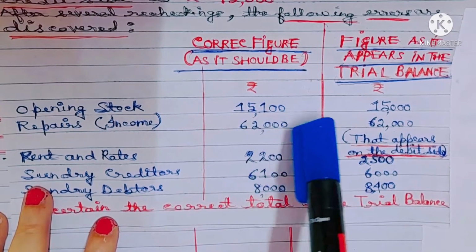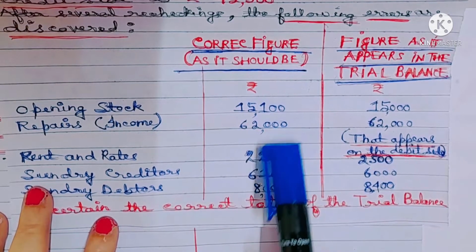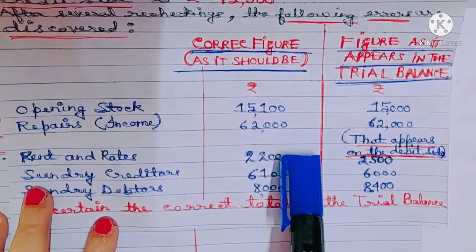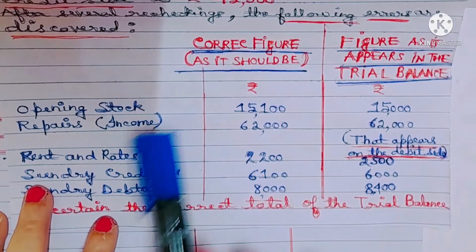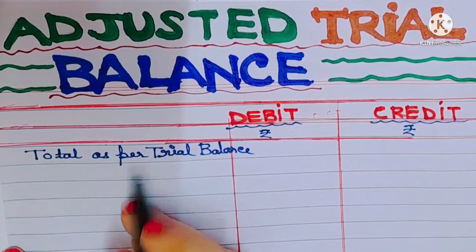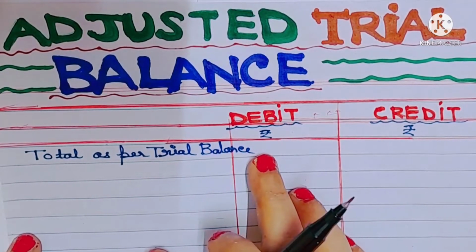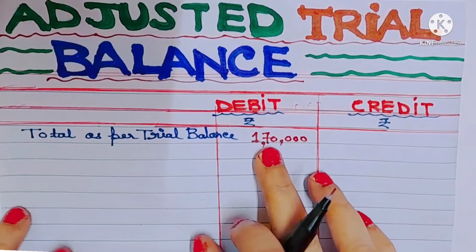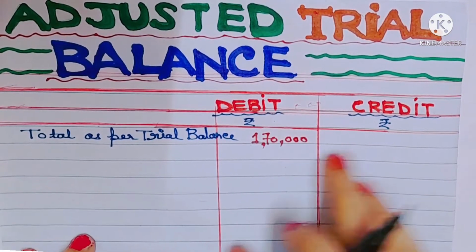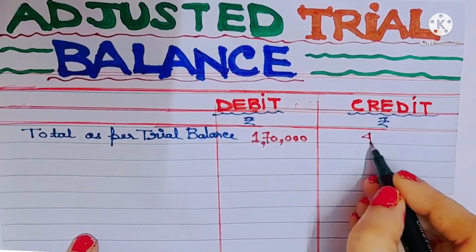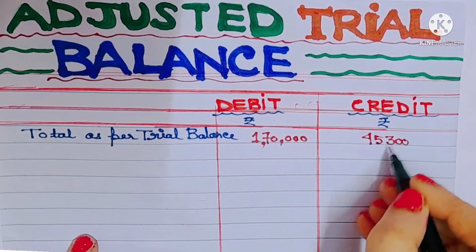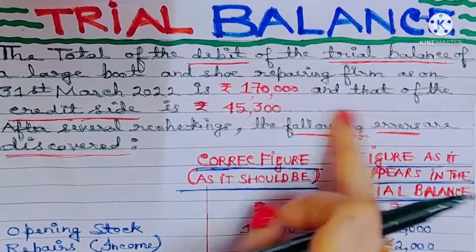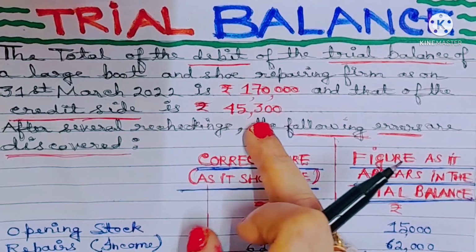Let's write, then you'll understand. This is not a normal trial balance. This is a very important problem and very uncommon problem. So let's write opening stock. What is the total as per trial balance? Let's write the total first. What is the total of the debit column? 1,70,000. What is the total of the credit column? 45,300. The total of the debit column is 1,70,000 and the total of the credit side is 45,300.